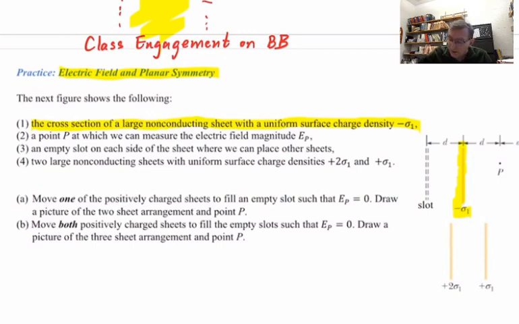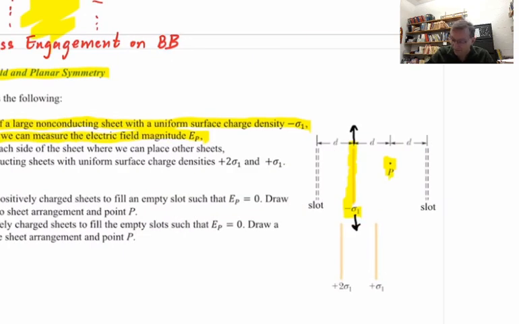It continues on up that way, on down that way, out of the screen and into the screen. You're looking at it as a cross-section. Negative sigma 1, so negative, uniform surface charge density. Also a point P, at which we're going to measure the electric field magnitude, E sub P, right there, which you can see, a little bit is cut off, sorry. There it is. That point P is a distance D from that first sheet.